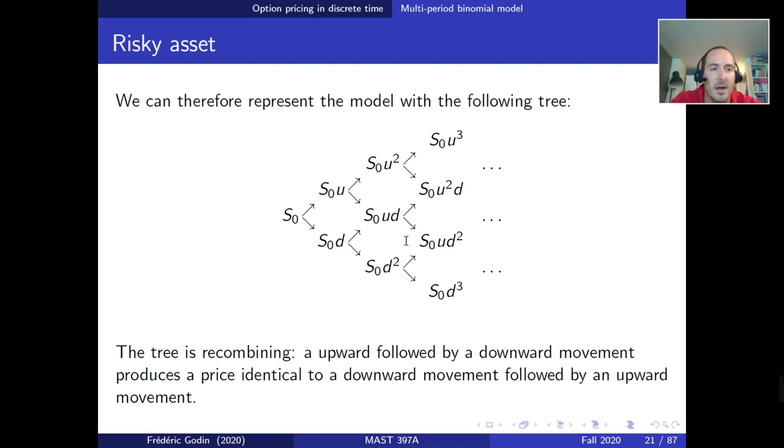The only thing that matters is the number of downward and upward movements. So for example, if you go up, up, down, or up, down, up, or down, up, up, you always end up at the same value, which is S0 u^2 d. This is why we say the tree is recombining, because the various paths recombine at the same value. So for two paths with the same total number of upward movements, you end up at the same value for the risky asset, even if the order of the movements is different.